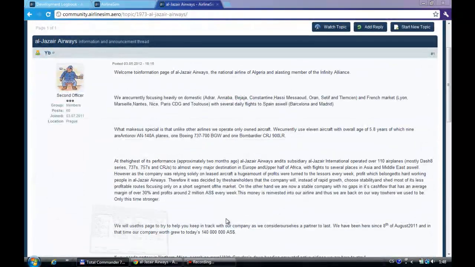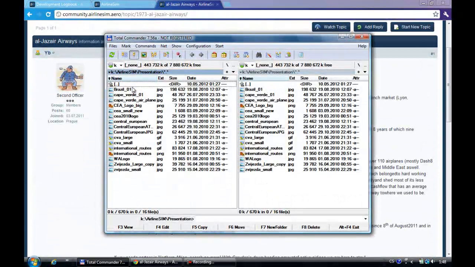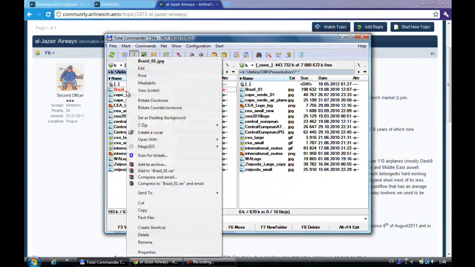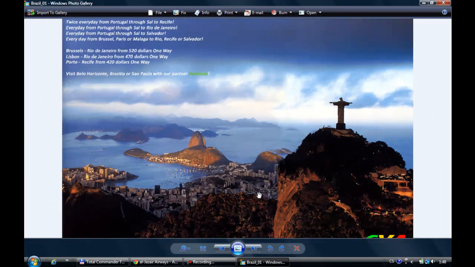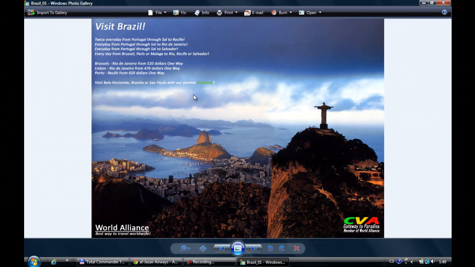We all know there's a place for everyone. I wanted to show you on the old forums there was a lot of things going on, so I just wanted to show you some of the older things we made and posted on the old forums. Like I previously had a company called Cape Verde Air, which was a member of World Airlines. So when I started flights to Brazil, I made this poster and put it on the forums.